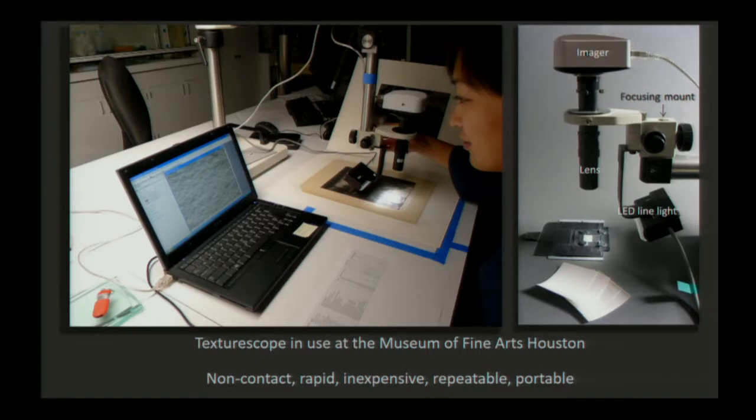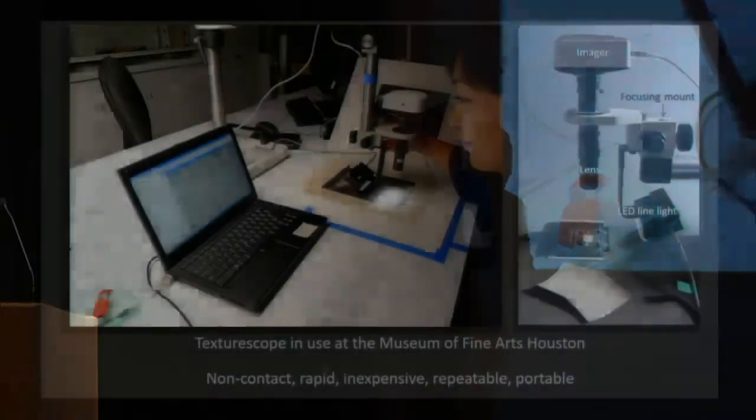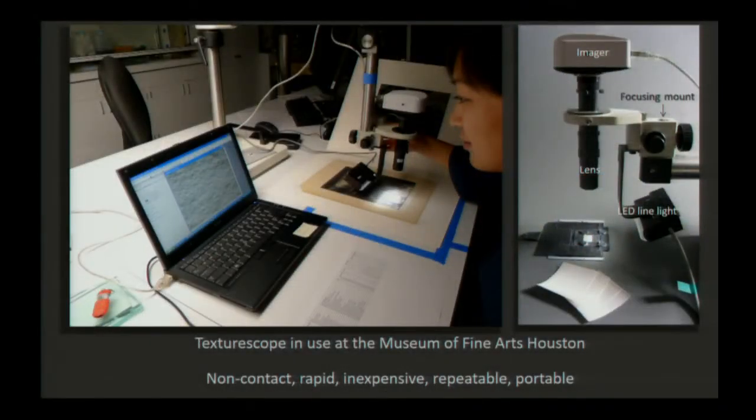This was the shared slide. What I bring to these projects is I'm willing to do the work to make the data. Because you can't do the science that Rick is doing, the signal processing, without any signal. And so I invented this little device, which is just a bunch of off-the-shelf parts put together. It's very repeatable, it's very rapid, it's non-contact. It's something that we can build and disperse to different collections.